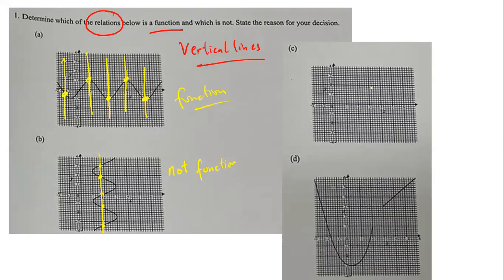See, I'm a bit confused. I don't see the graph or something else, so we just skip C. And D here, we just use the vertical lines method, yeah. I think it's the same also, yeah. So it's also a functions for D. All right, that's for number one.